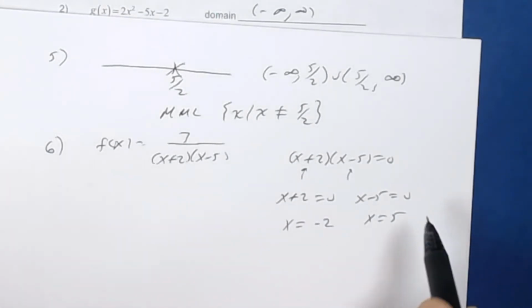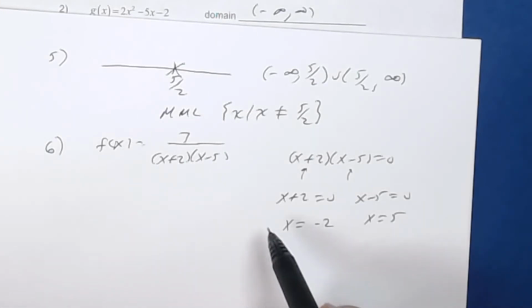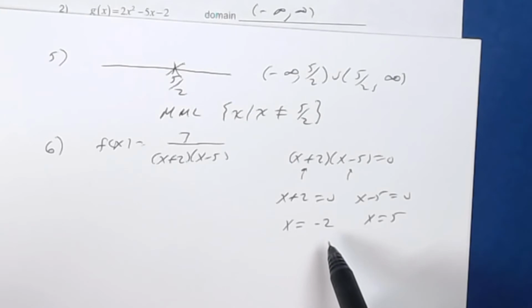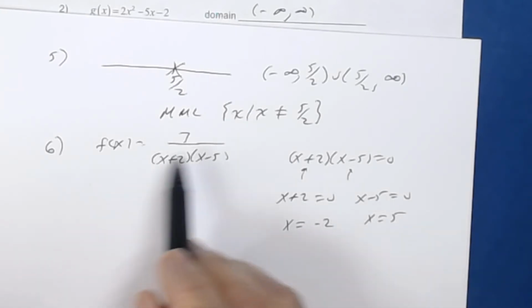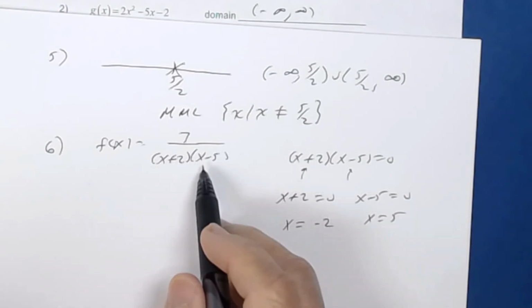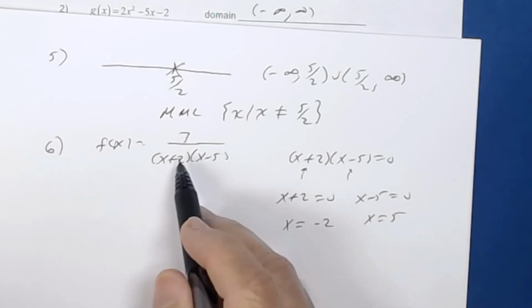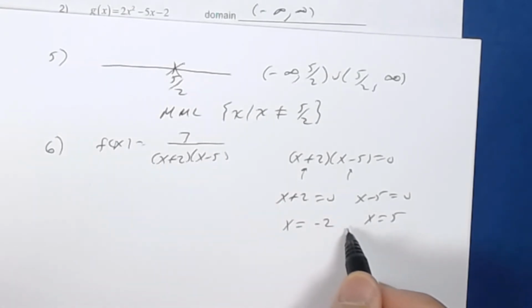Okay? All right, so what you found is that your domain would be any real number except those two. So negative 2 makes the denominator 0. You can see that. Negative 2 plus 2 is 0. 0 times negative 2 minus 5, which is negative 7, so 0 times negative 7 is 0, right? Okay. But you have to find the interval notation.